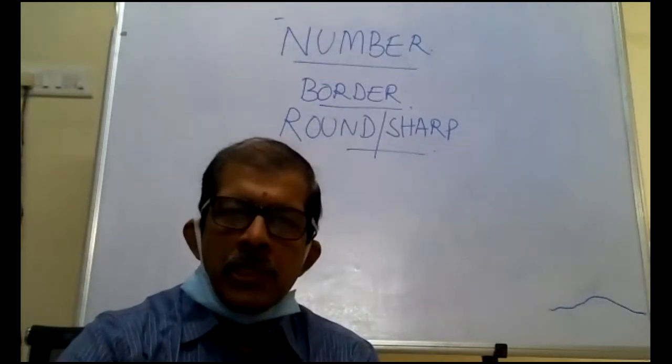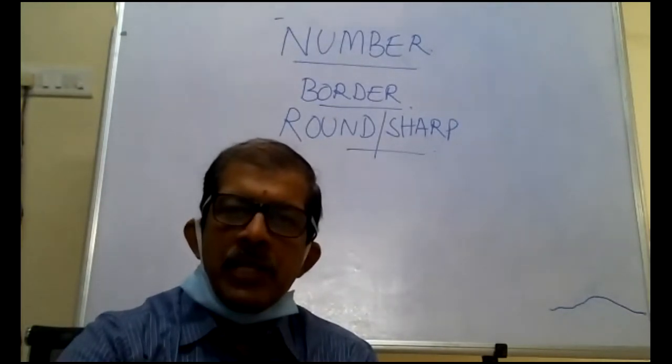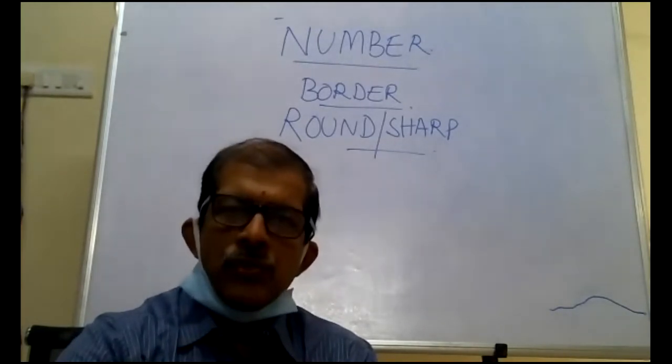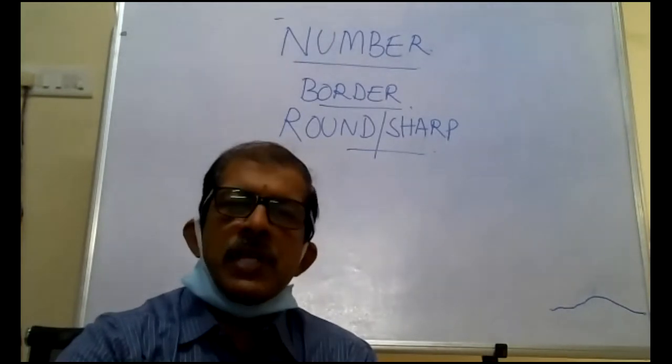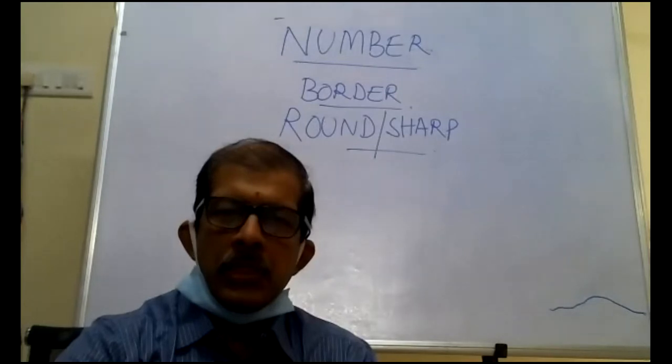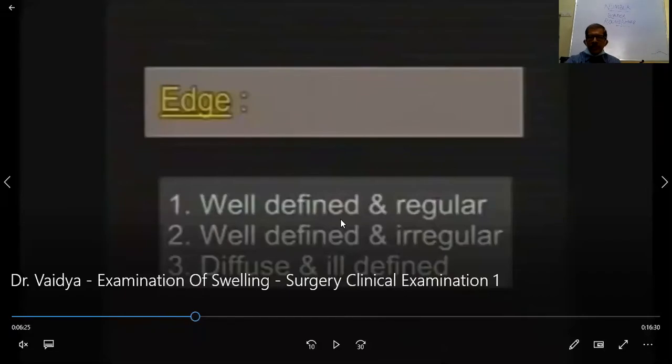Of course, these round or sharp borders are mainly for abdominal organs, any enlargement. Usually, most of the surface swellings are round, usually, right? So, let us go back to the presentation. So, well-defined, round, regular. Well-defined, irregular. Then finally diffuse and ill-defined.